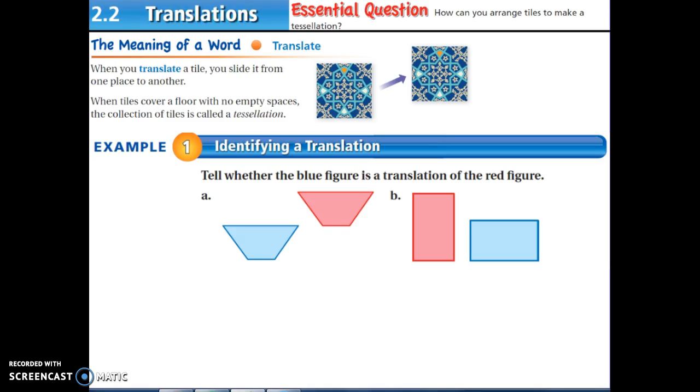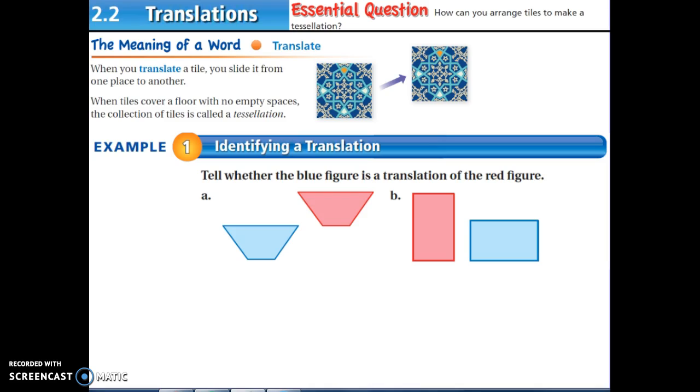We're not turning the object, we're not flipping the object, we're simply pushing it from where it was to where we want it to be. So in example 1a, we're going to start with the red figure and go to the blue figure. If I start with the red figure here in example A, and I want to end with my figure in the place of this blue one, all I would need to do is push it. So that would be an example of a translation.